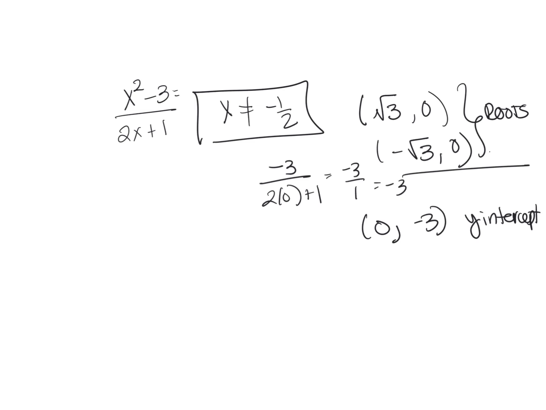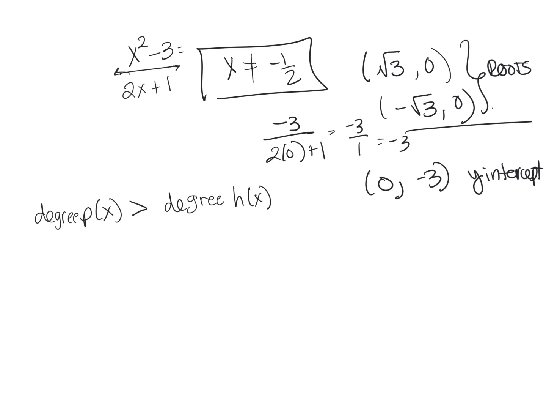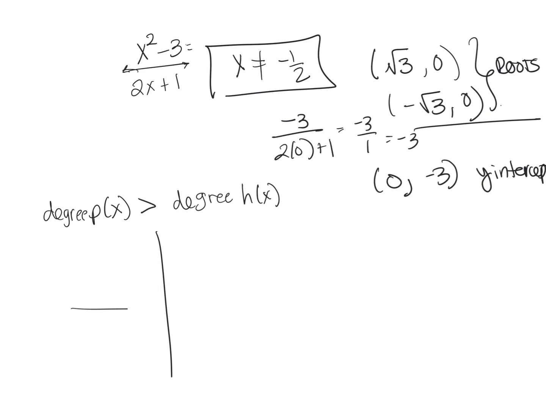So when your P of x, your numerator, has a degree greater than the degree of your denominator, you don't have any horizontally straight asymptotes, but you will end up having what is called a slant asymptote. And what this ends up looking like, okay, so this is going to go through the axis at two different spots. I'll show you what that looks like.